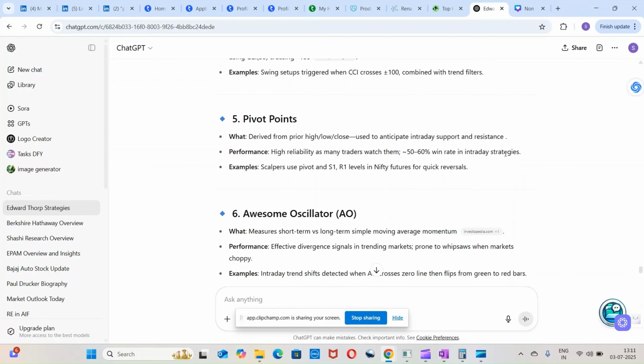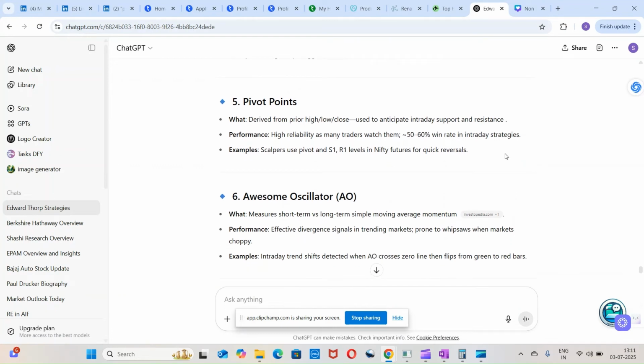Pivot points. Pivot points are also leading indicators, and they are derived from the prior day, week or month's high, low, and close. They are used to anticipate intraday support and resistance. Pivot points are highly reliable, and many traders watch them and use them. A 50 to 60% win rate is there in intraday strategies using pivot points.